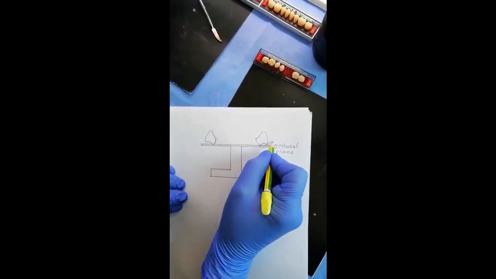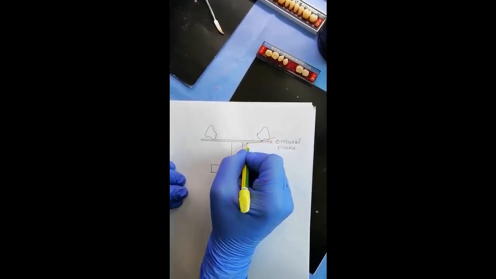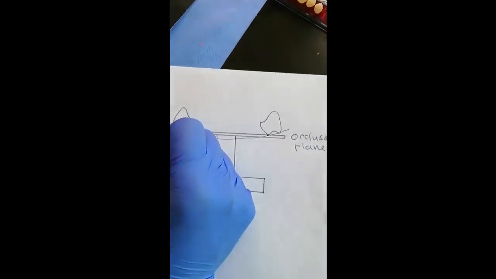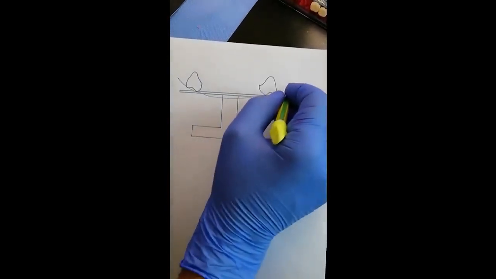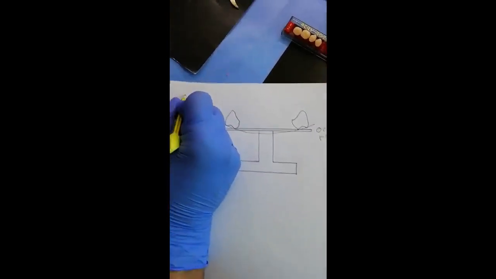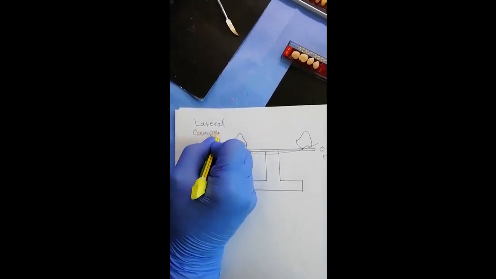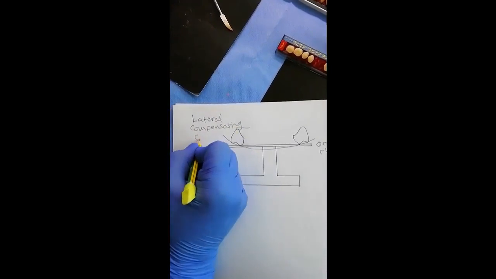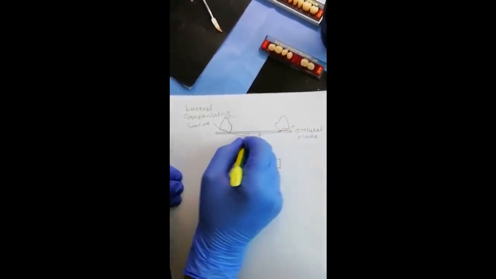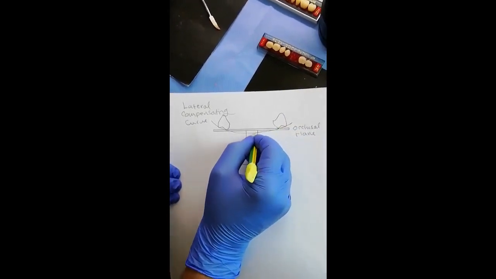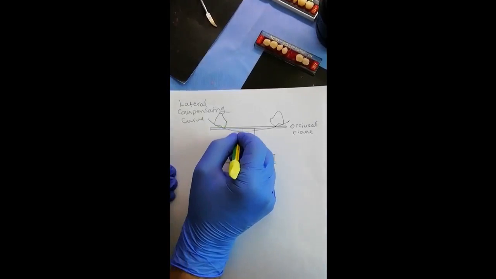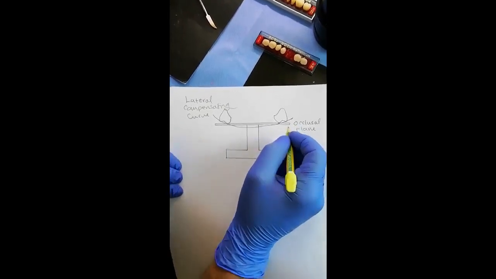If we draw a curved line touching the tips of the cusps, we can see we have a lateral curvature, and this is called the lateral compensating curve. When the mandible moves laterally, it will move in a circular motion, and the lower and upper teeth will keep in touch, as we are going to show you when we set the opposing teeth.